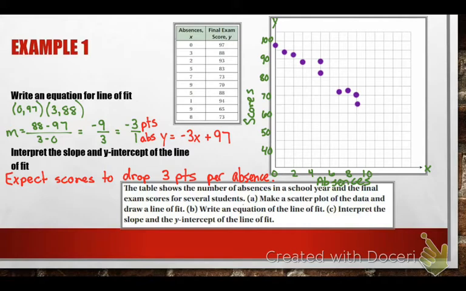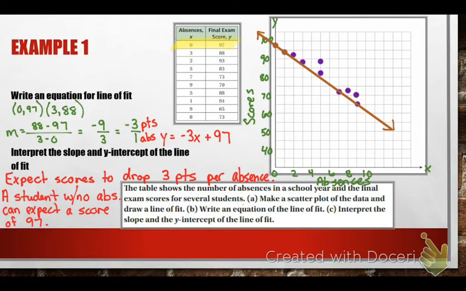Which ordered pair told me the y-intercept? The one with the 0, right? So when a student has how many absences? 0 absences, we could expect what kind of score? Okay, so a student with no absences can expect a score of 97. Now, again, don't you wish it worked like that? Hey, guys, if you have perfect attendance, you can get an A on your final. Okay, but is that how it works? No. All right, you don't get an A for effort.